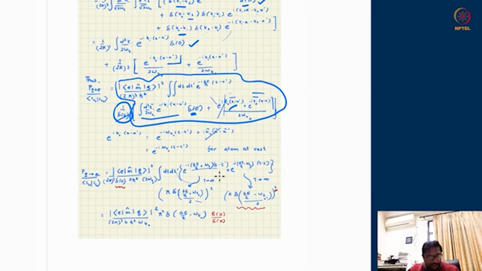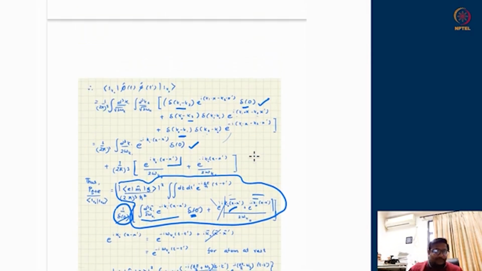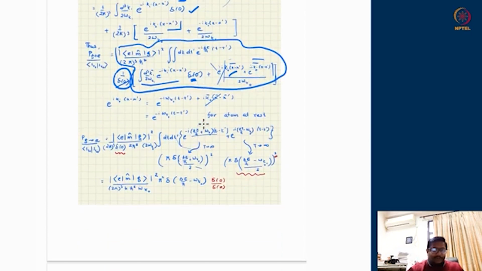The statement is that the probability will become non-zero only if the delta function is saturated. That means the photon's frequency is the same as the energy gap. If you excite the field, so the initial state is 1k naught, where k naught is very different from delta E upon h bar, then even the second delta function will become 0. That means this probability only survives when the initial state has the same energy as the energy gap of the atom. And what is the probability?